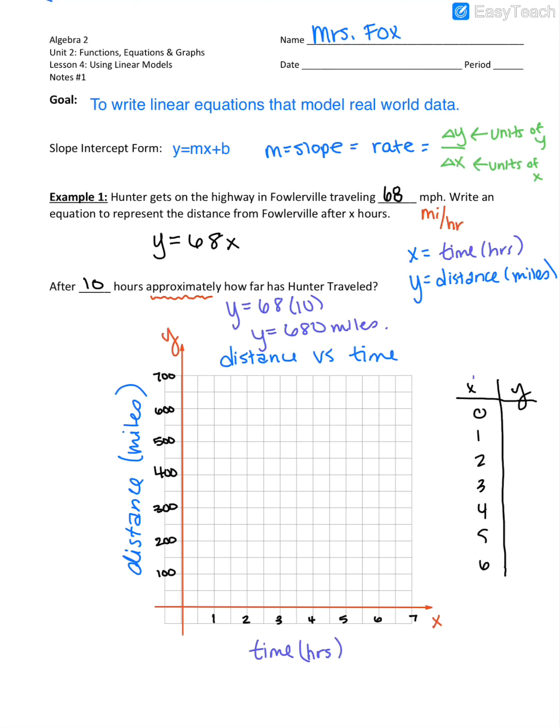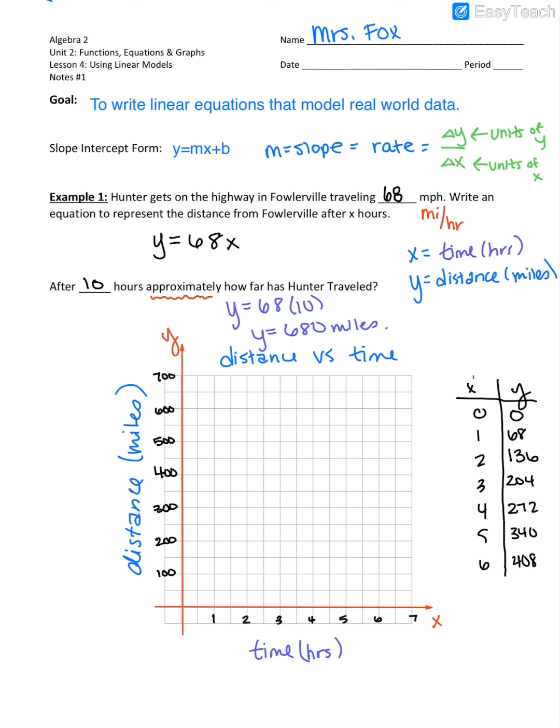And when we use a calculator to plug those in, 0 times 68 is going to be 0. 1 times 68 is going to be 68. Times that by 2, you're going to get 136. 3 times 68 will be 204. 4 times 68 is going to be 272. 5 times 68 is 340. 6 times 68 is going to be 408.